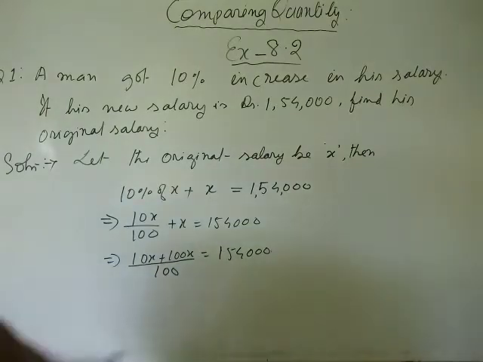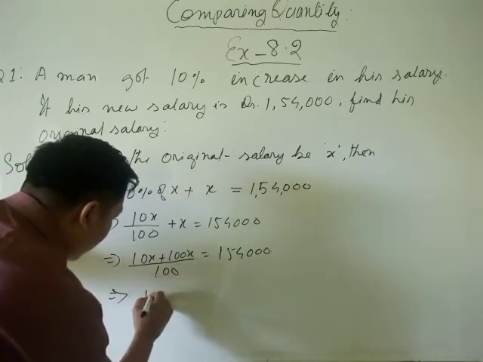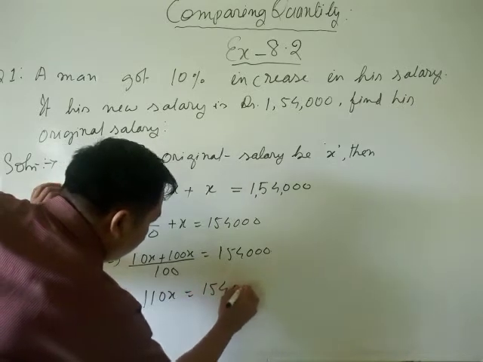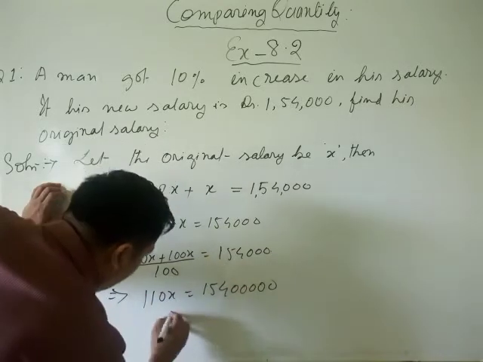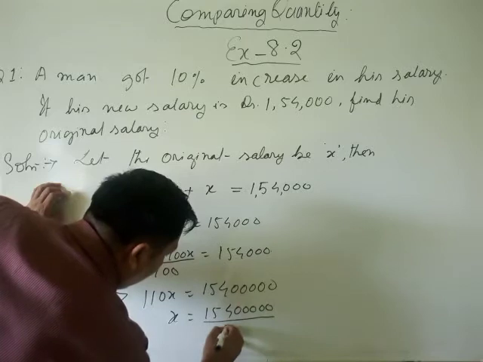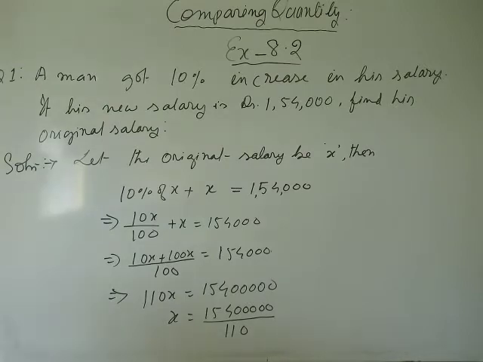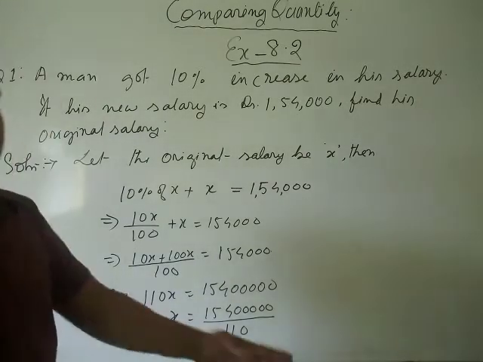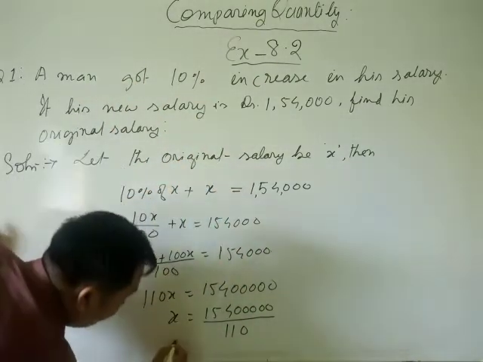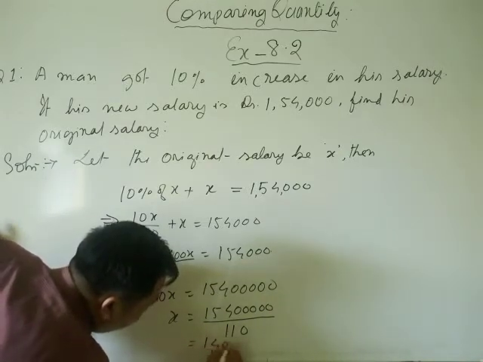First we will get this, then we will cross multiply these two. On top, 10x and 100x make 110x equal to 154,000, with two more zeros. Now x equals 154,000 divided by 110. The value you get here will be the salary of the individual. So x will be equal to 140,000.